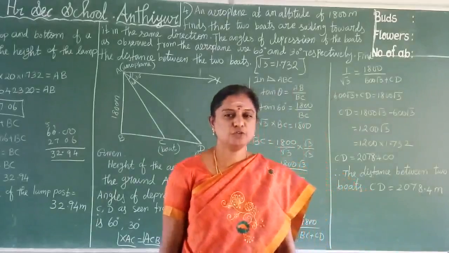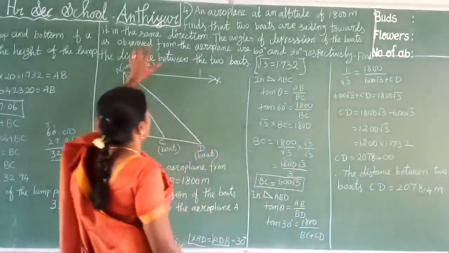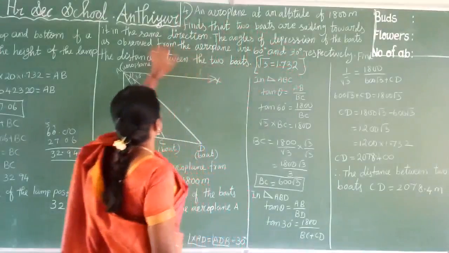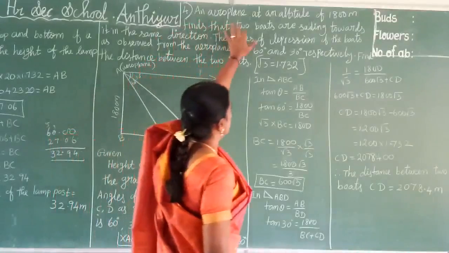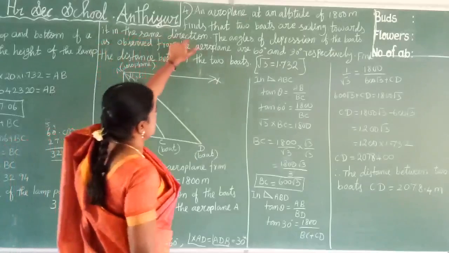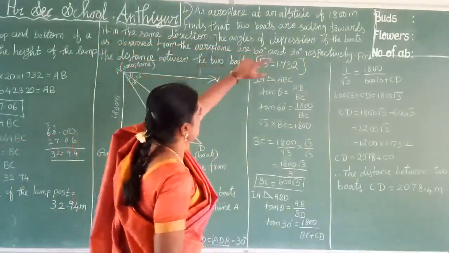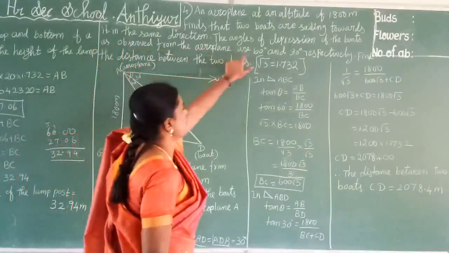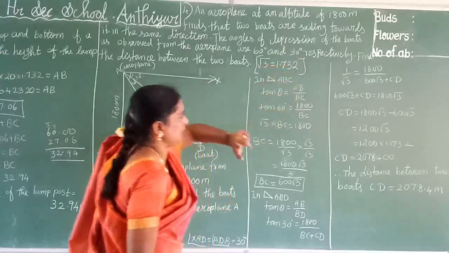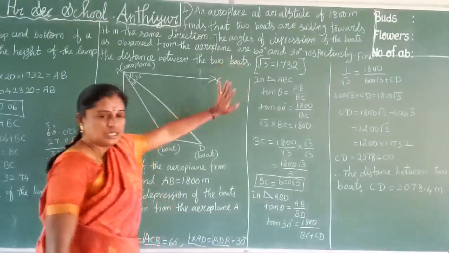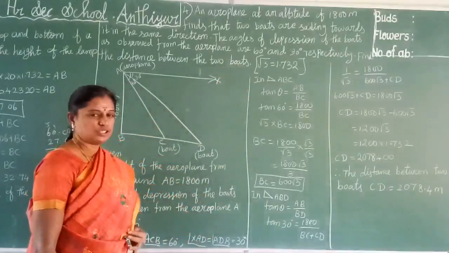Now we see the fourth question. An aeroplane at an altitude of 1800 meters finds that two boats are sailing towards it in the same direction. The angles of depression of the boats, as observed from the aeroplane, are 60 degrees and 30 degrees respectively. Find the distance between the two boats.